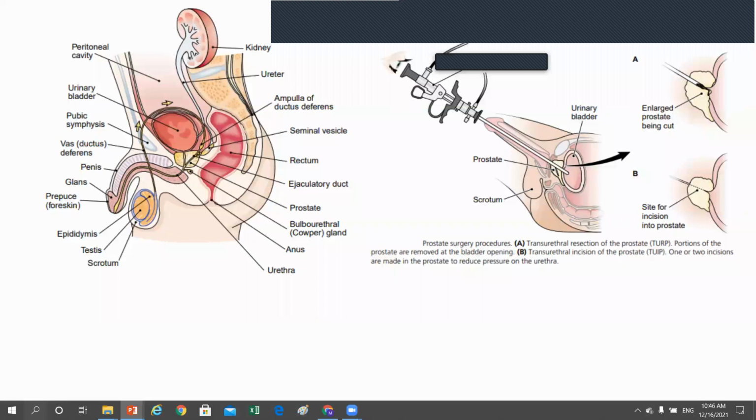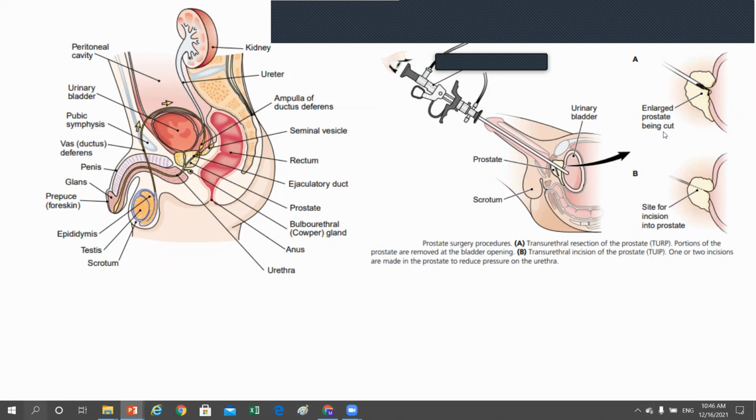Now, in a living patient, we can examine this portion, the urinary bladder and prostate, through a special instrument that we call cystoscope. The cystoscope consists of two words. The word cyst is for urinary bladder and scope is for to examine. So cystoscopy is the process of examining or looking into the urinary bladder in a living patient.